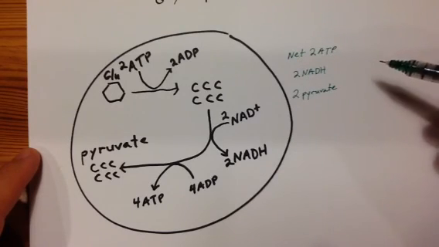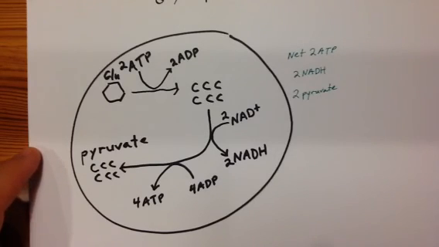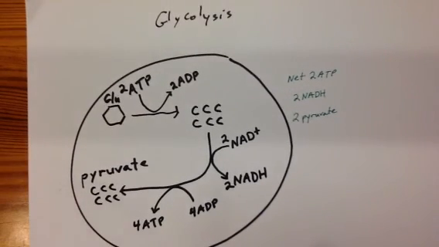So in a nutshell, that's what you're getting out of glycolysis: net 2 ATP, 2 NADH, and 2 pyruvates. Again, remember, this can happen with or without oxygen. It's an extremely versatile process. Many organisms perform glycolysis. It does not require the mitochondrion to perform.